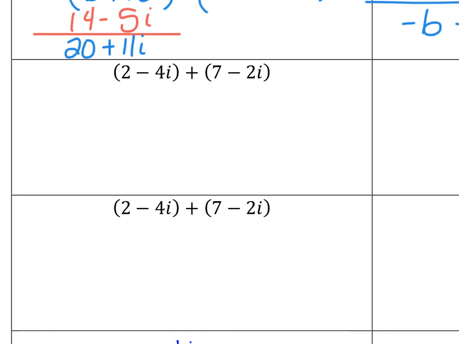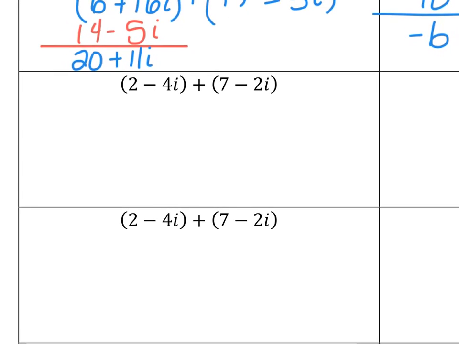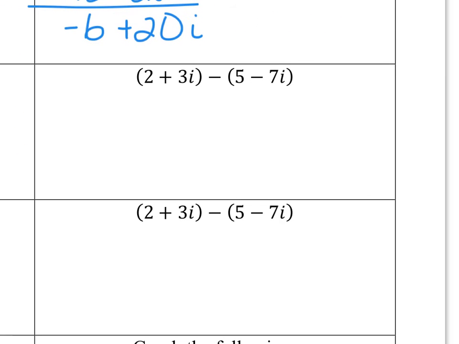Alright, combining like terms, you can line them up or you don't have to. So it's 7 minus 2i, we're adding. So signs stay the same. Moving on, subtracting, got to change the sign, so add the opposite. So that's positive 5, so it's negative 5. Negative 7, positive 7. And add it up. Negative 3 plus 10i.